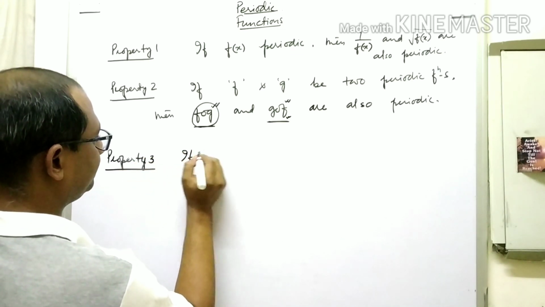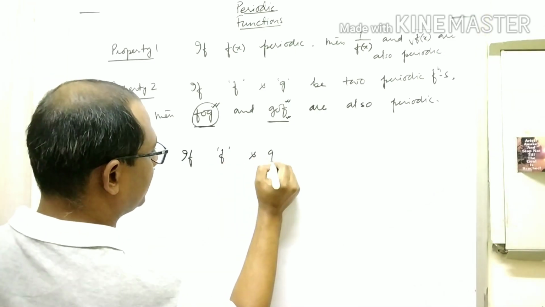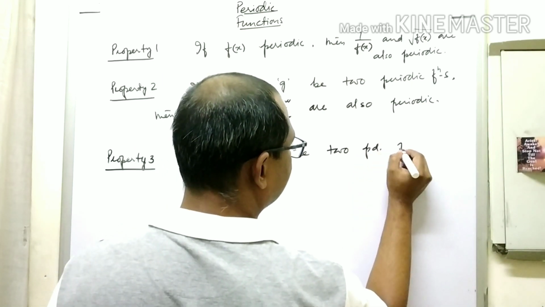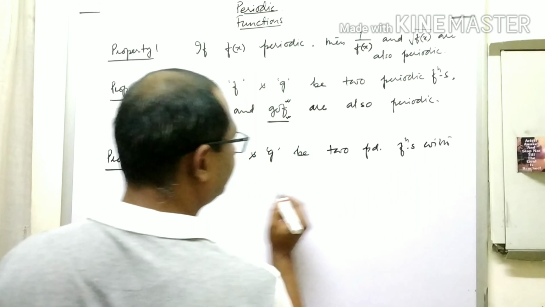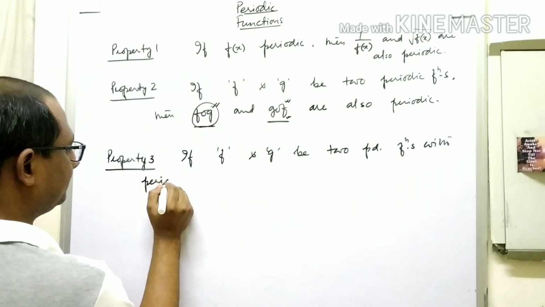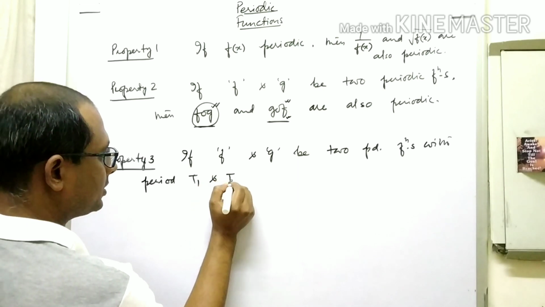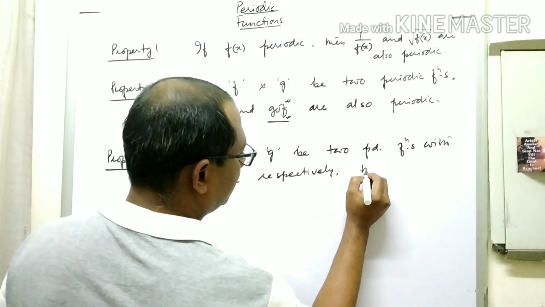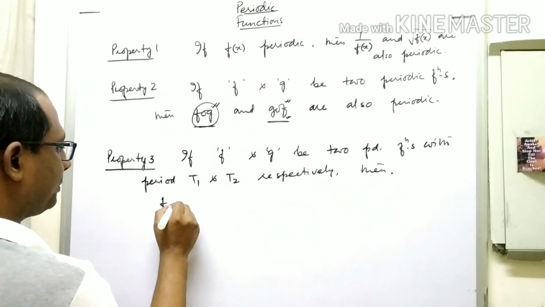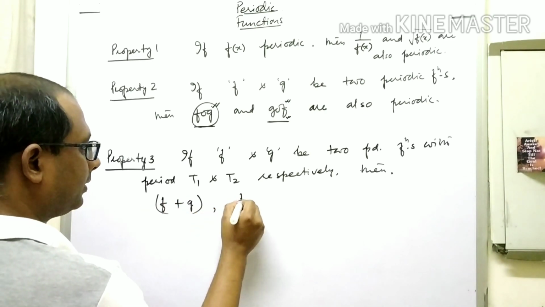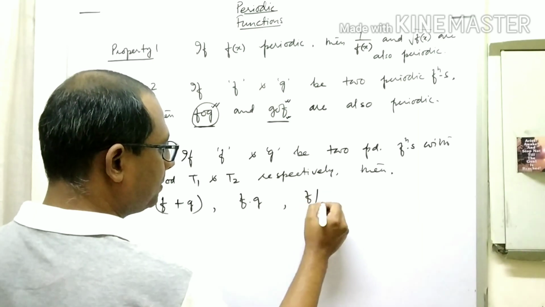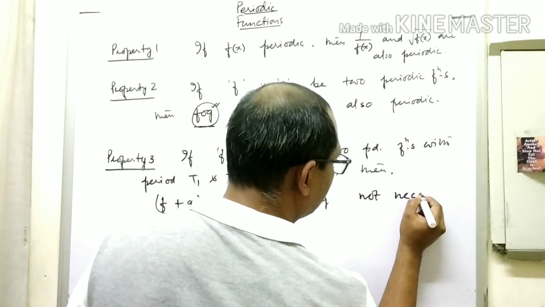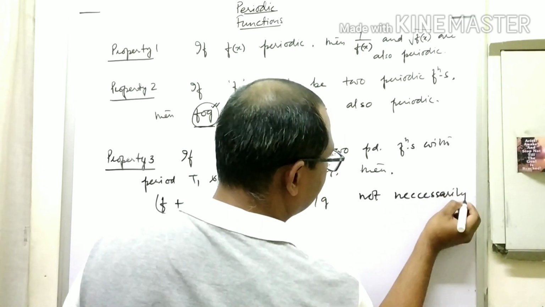Okay, if f and z are two periodic functions with period t1 and t2 respectively, then f plus or minus z, f into z, f by z, if defined, are not necessarily periodic.